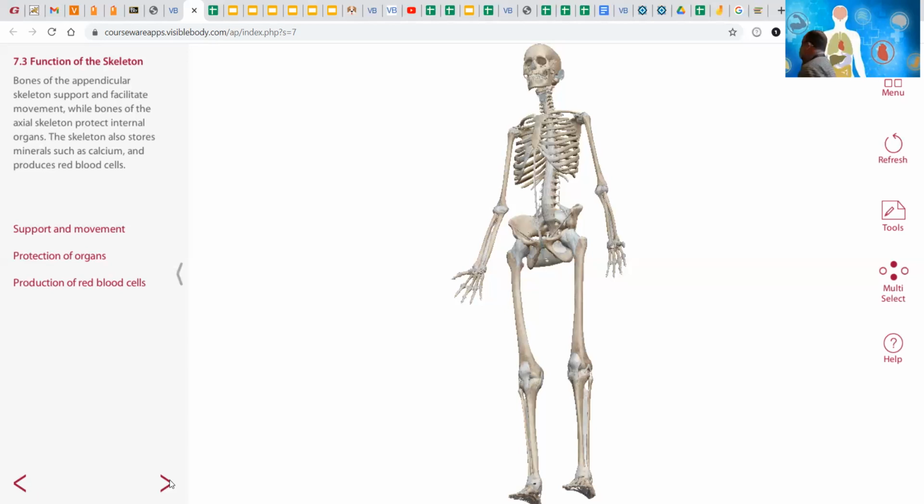We do see in some aspects of the skeleton protection of organs. The skull is protecting the brain. We see the vertebral column protecting the spinal cord. And then the thoracic cage or thoracic girdle is protecting the heart and the lungs and some of that viscera. So we do see some protection of organs.